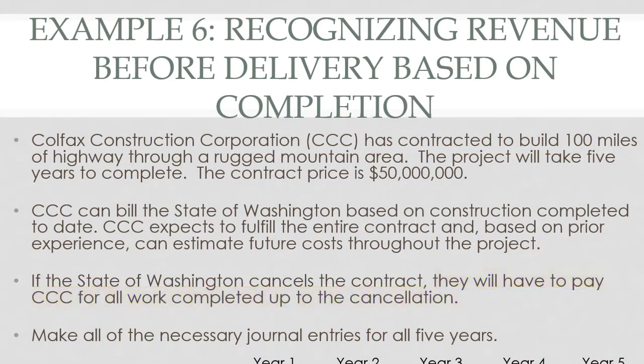The next thing I need to know is, can I estimate both the amount I'll get and the amount I'll spend? And the answer is yes. We're told here in the second bullet that we can estimate our future costs because we've done this before. We're pretty good at it as a construction company. So I can estimate where I'm at. And because I can estimate where I'm at and how much they're going to pay, I can figure out how much revenue should be allocated each period.